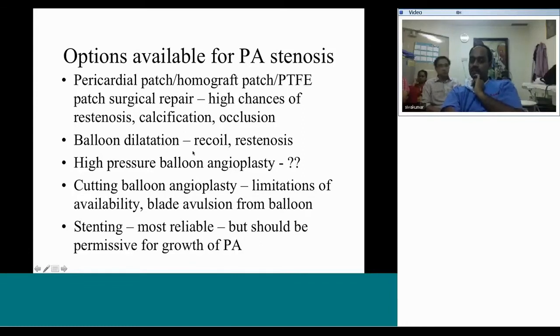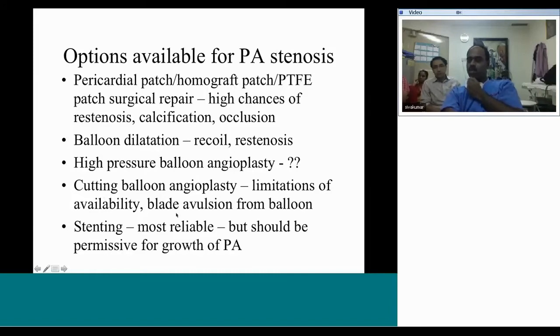Balloon dilatation can be done, but balloon dilatation leads to immediate recoil and restenosis. High pressure balloon angioplasty is one option where you can create a lot of tear in the vessel and try to gain luminal diameter. However, it has not been shown to be consistently useful. Cutting balloon angioplasty is possible, but there are limitations of its availability.